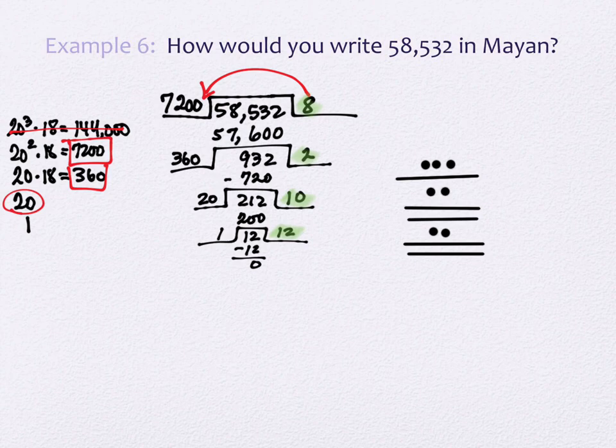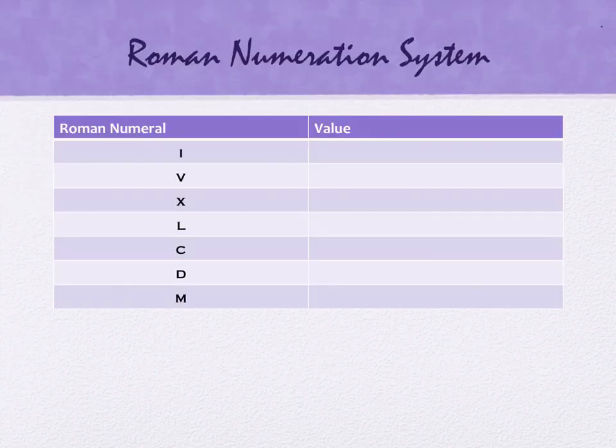Okay. The next one you're familiar with, Roman numerals. Now, you may not be familiar with all of these Roman numerals, but you're familiar with the first few. I, what is its value? 1. V, 5. X, 10. Where have you seen those specifically used before?